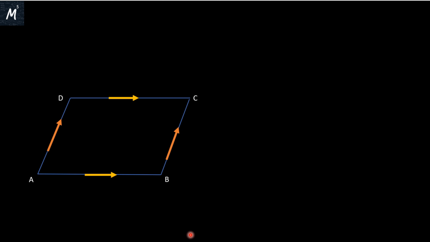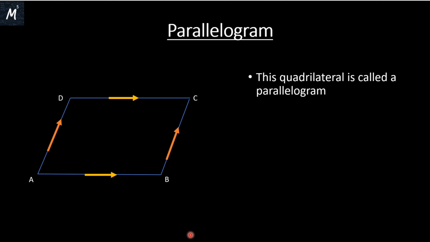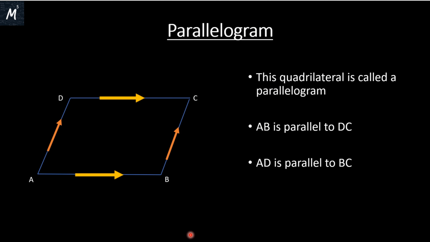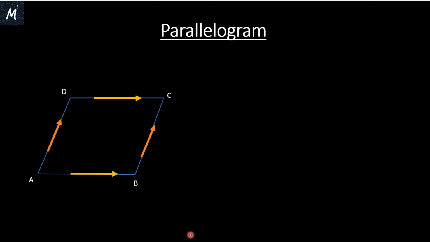So this quadrilateral is called a parallelogram, in which AB is parallel to DC, AD is parallel to BC. So in a parallelogram, we can conclude both the opposite pairs are parallel to each other. So let us understand the properties of a parallelogram in detail.